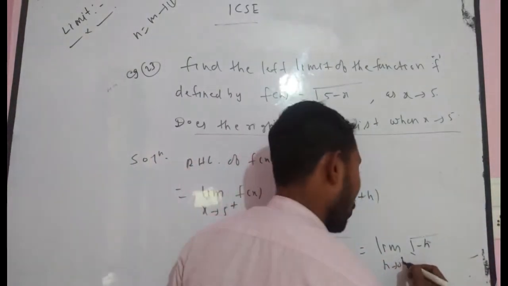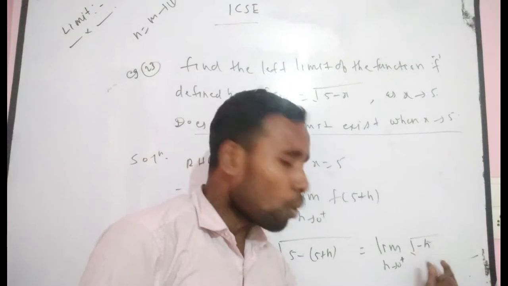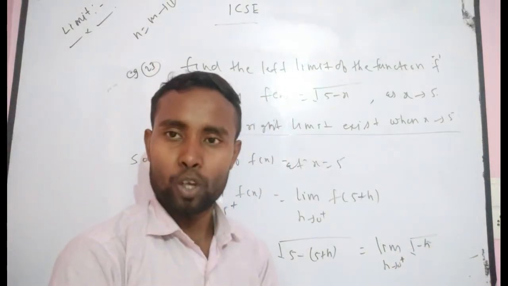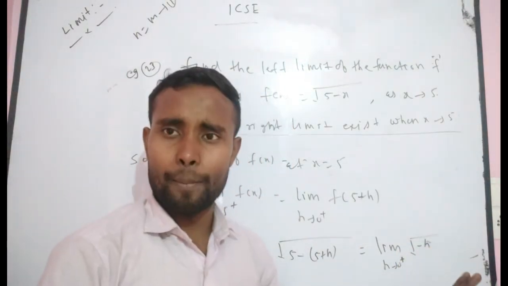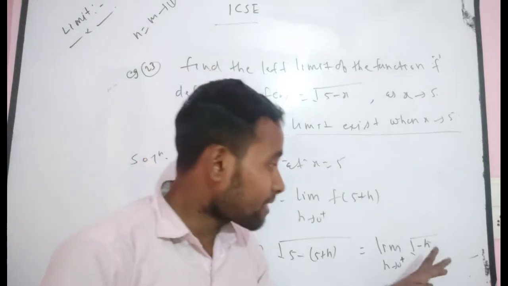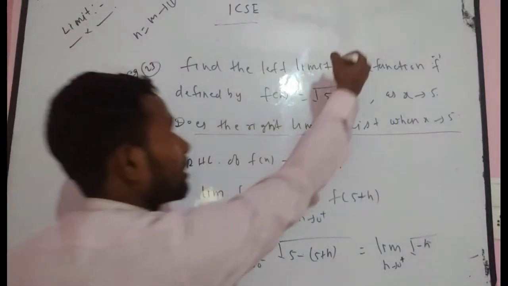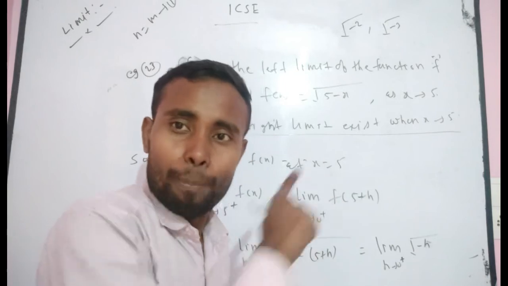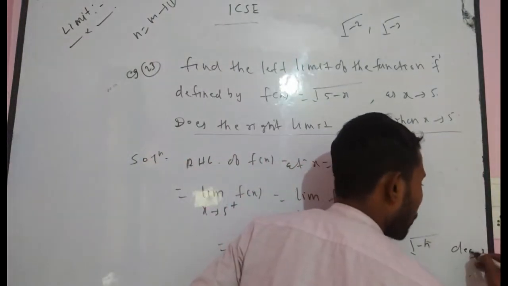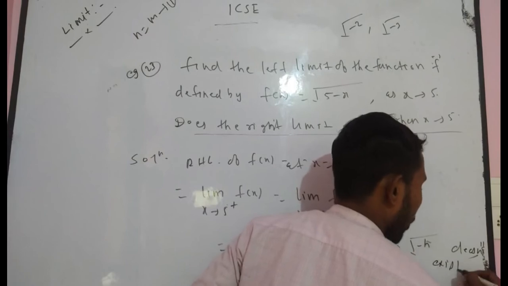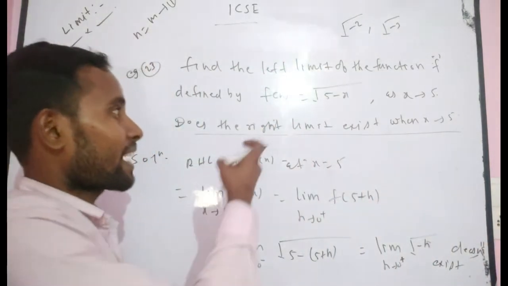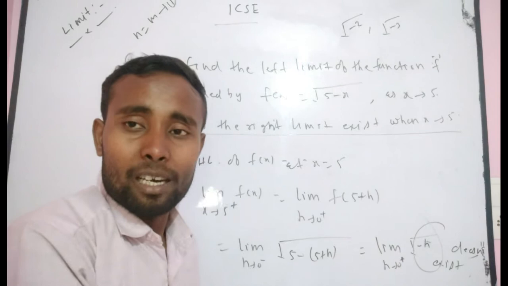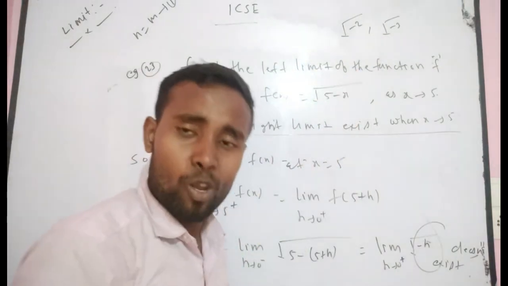Now there arises a question. Root under minus h, where h is a positive quantity and there is a negative sign. Do you know there is no real number which comes under root like this? Root under minus 2, root under minus 3, does it belong to the real number family? No, it is a complex number. So you say it doesn't exist. RHL of f(x) at x is equal to 5 doesn't exist because it gives a complex number, which doesn't belong to the family of real numbers.